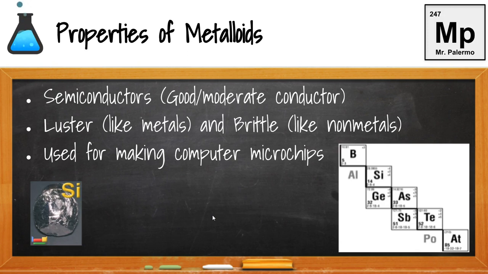What are the properties of the metalloids? The metalloids, or semi-metals, have properties of both metals and nonmetals. We call them semiconductors. They're moderate at conducting heat and electricity. They tend to have luster like metals, so they're shiny, but they're brittle like nonmetals. And silicon, being one of the more important metalloids, is used for making computer microchips.